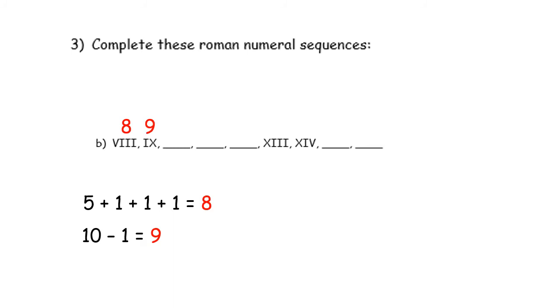Okay, so now we need to look at the pattern that's happening. So we're adding on 1 to get from 8 to 9. So then the next one would be adding on 1 as well. So what's 1 more than 9? And you need to work out what the gap is going to be, and then keep going.